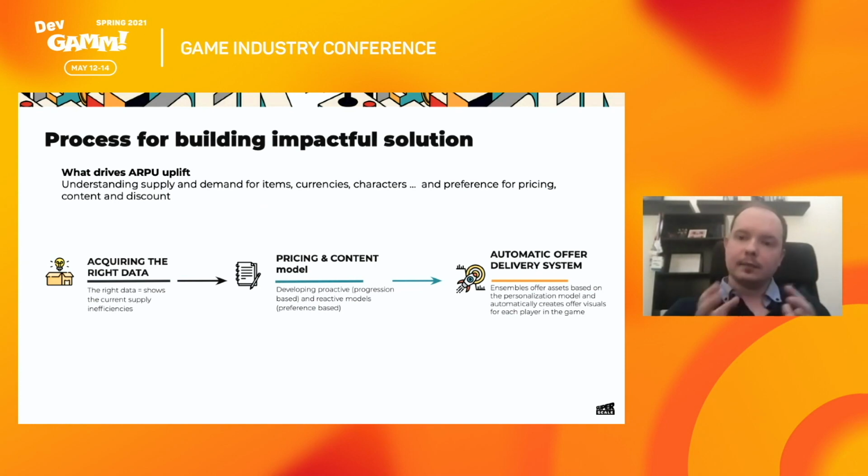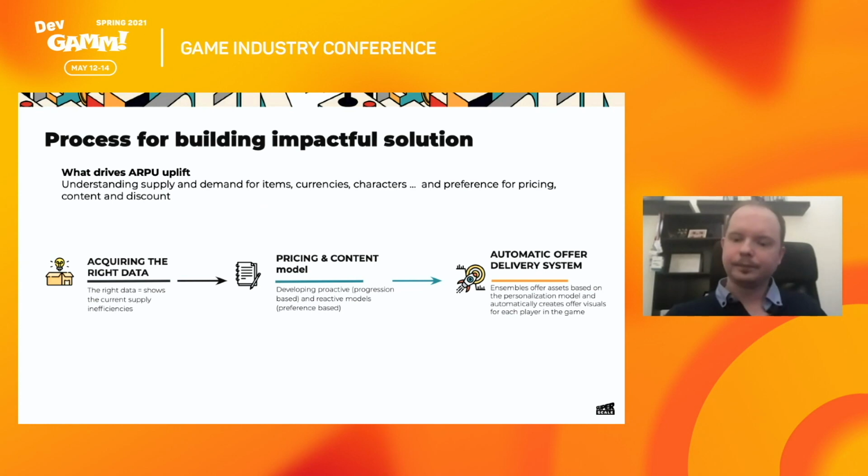And the last part is automatization. Because this kind of system creates a lot of offers, we need full automatization, which means we need to take graphical assets of the game and automatically, based on templates, create offers.